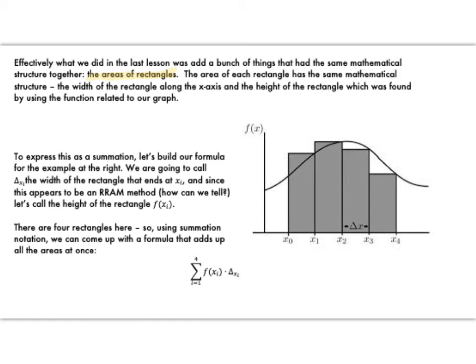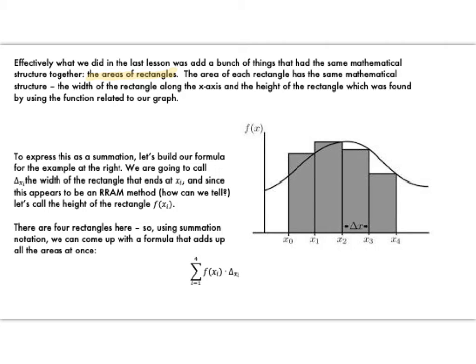Now, I'm going to say that f of x sub i is going to be the height of our rectangle, and it appears that we're using the RRAM method. I'm going to leave it to you to see if you can figure out how you can tell we're using the RRAM method to get the area under this curve. See if you can look at the graph and figure it out. I'm sure you probably already have just by looking at the graph here.